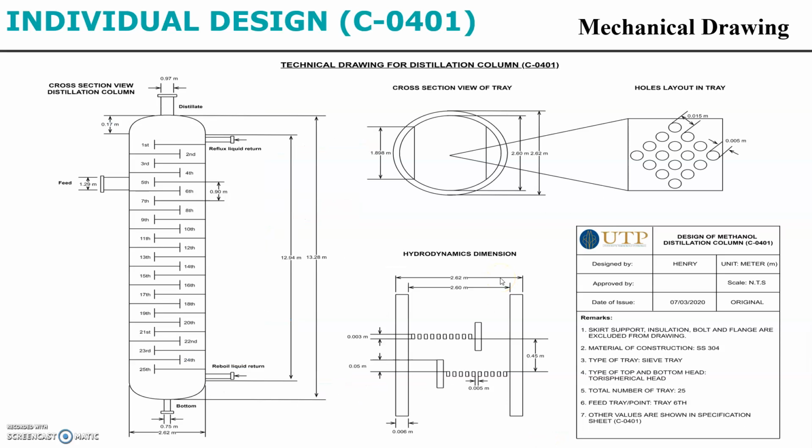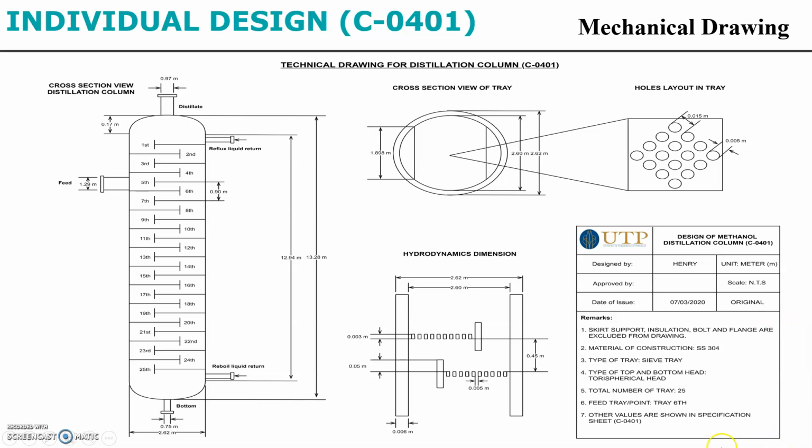Moving on to the next one, we have our mechanical drawing. For the mechanical drawing, something important to be mentioned here is that over here you see that we have the feed tray and the 6th tray, and the feed point location is set over here. And this one, if you zoom in, is actually the hydrodynamics dimension over here. And this one is the distance between each one and another, and this one is a tray distance. So between the feed tray and the 6th tray is actually 0.45 meter, and 2.6 and 2.62 correspond to the inner diameter and outer diameter respectively.